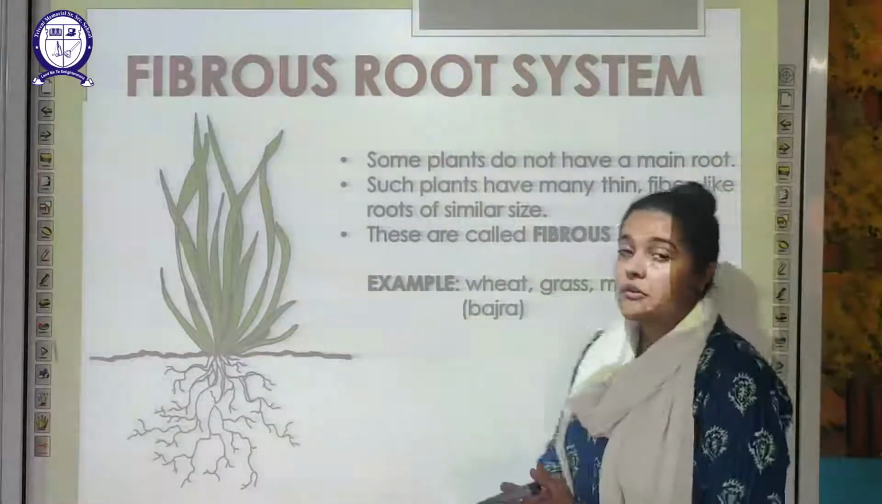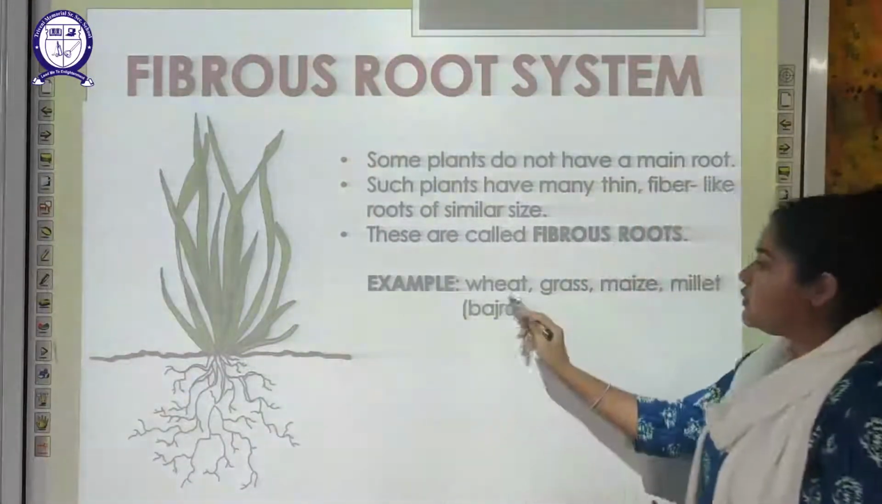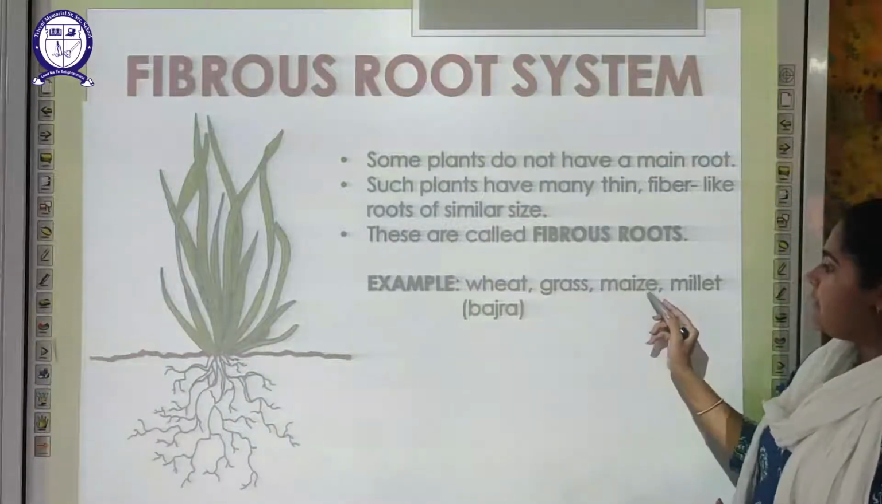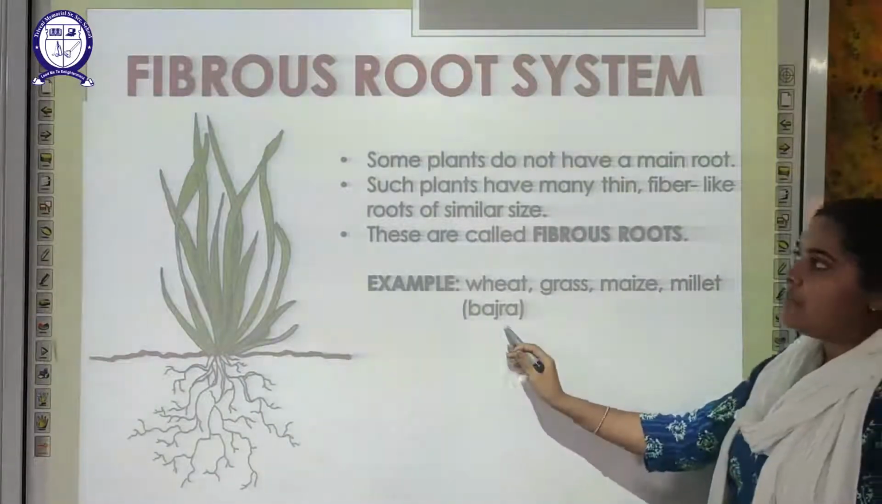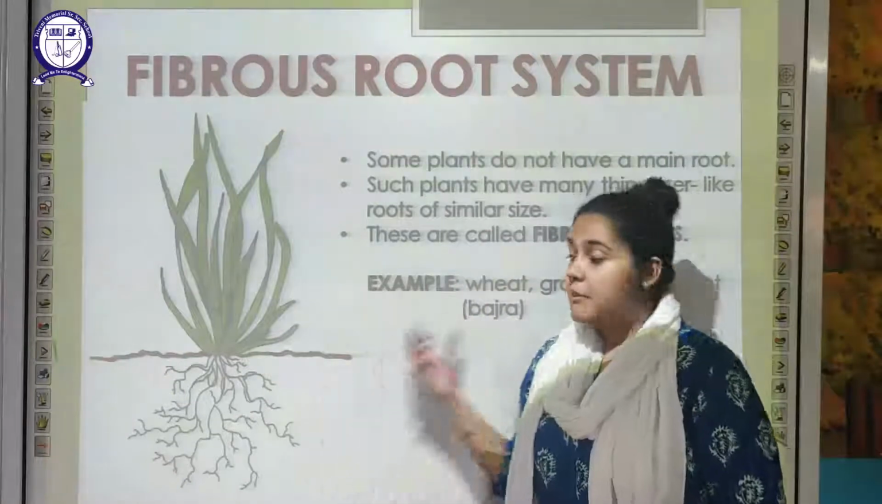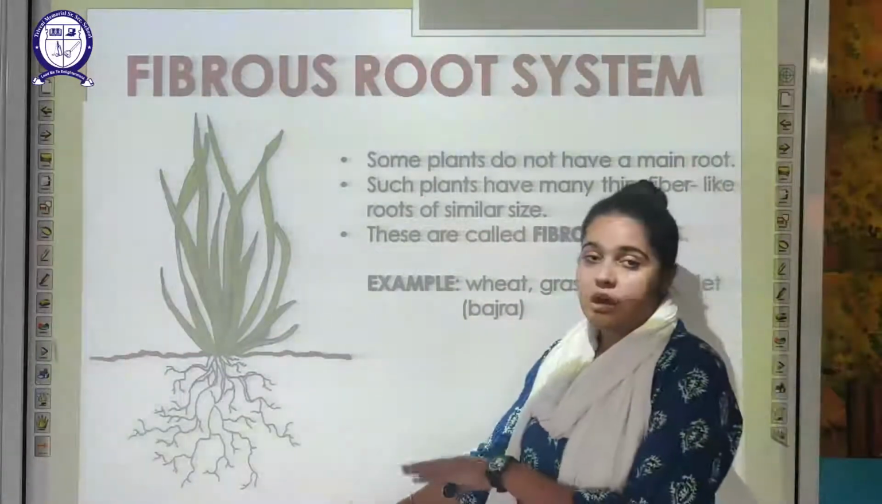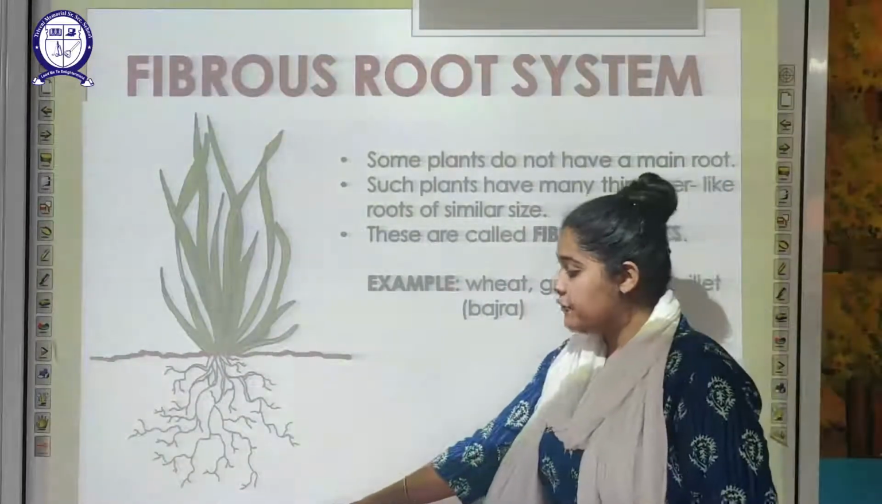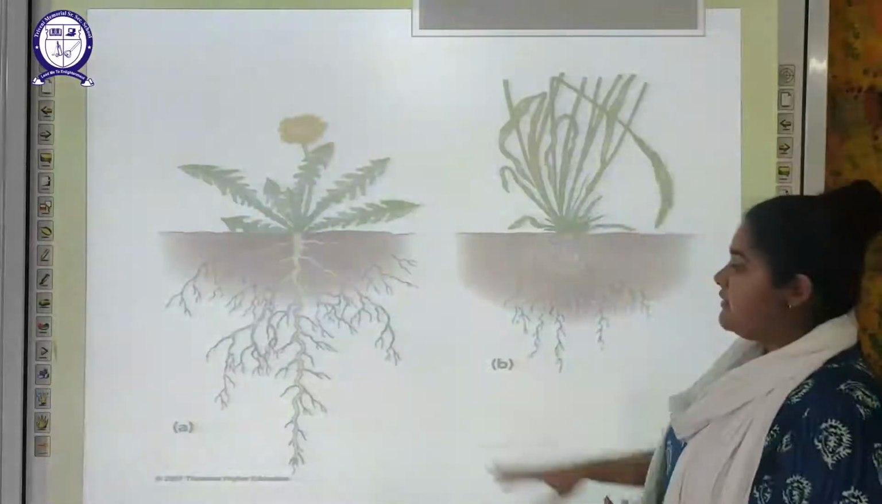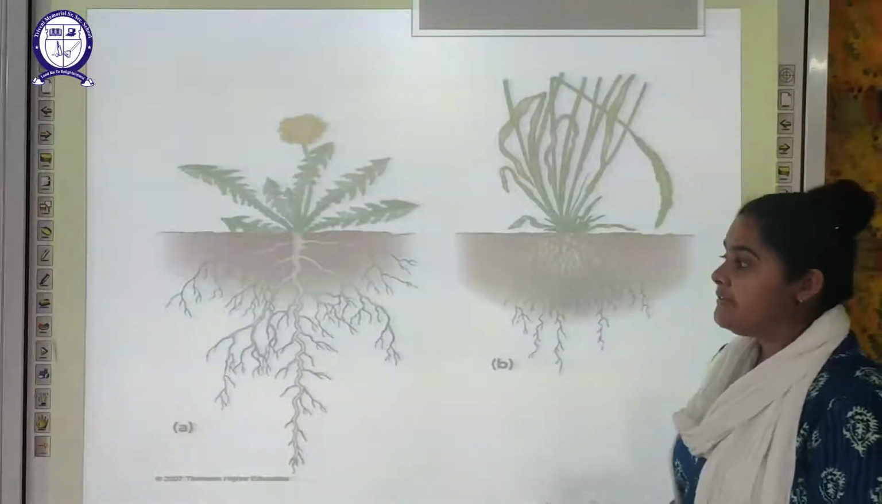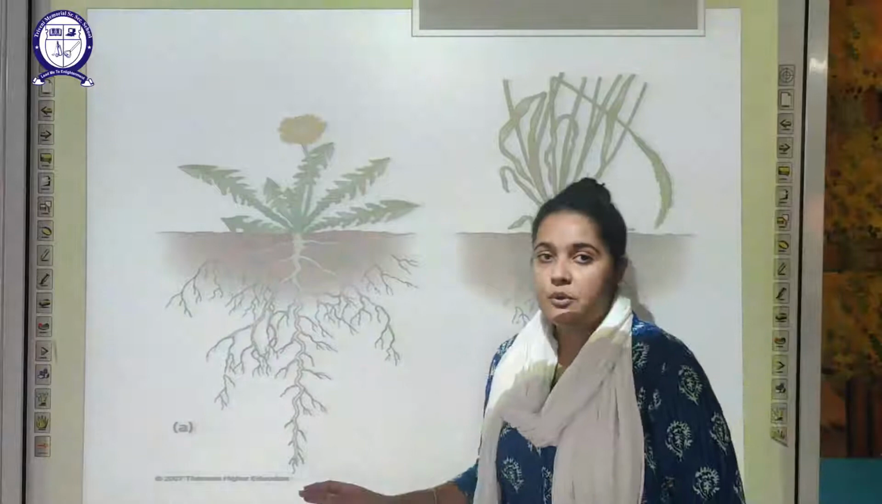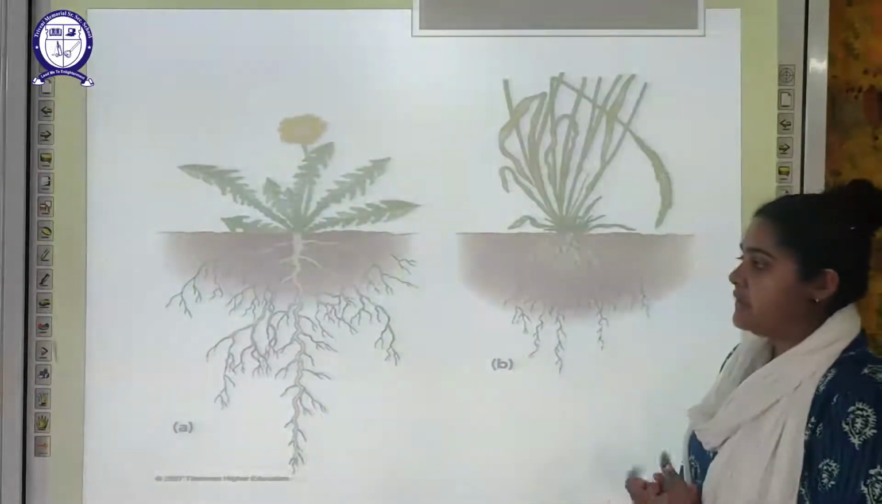So examples of the plants which have fibrous roots are wheat, grass, maize and millet. Millet is also called bajra. So here you have to remember the example of each type of root system. As I have given you one diagram, you have to identify which one has the taproot system and which one has the fibrous root system.